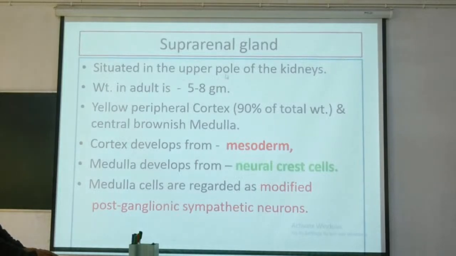So, suprarenal gland is situated in the upper pole of the kidneys. Weight in an adult is 5 to 8 grams. Yellow peripheral cortex is 90% of the total weight, and brownish medulla. Cortex develops from mesoderm. Medulla develops from neural crest cells.